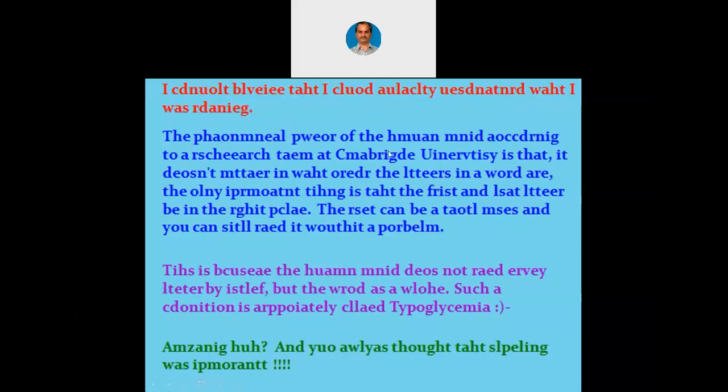The phenomenal power of the human mind, according to a research team at Cambridge University, is that it doesn't matter in what order the letters in a word are. The only important thing is that the first and last letter be in the right place. The rest can be a total mess and you can still read it without a problem. This is because the human mind does not read every letter by itself, but the word as a whole. Such a condition is appropriately called typoglycemia. Amazing, huh? And you always thought that spelling was important?